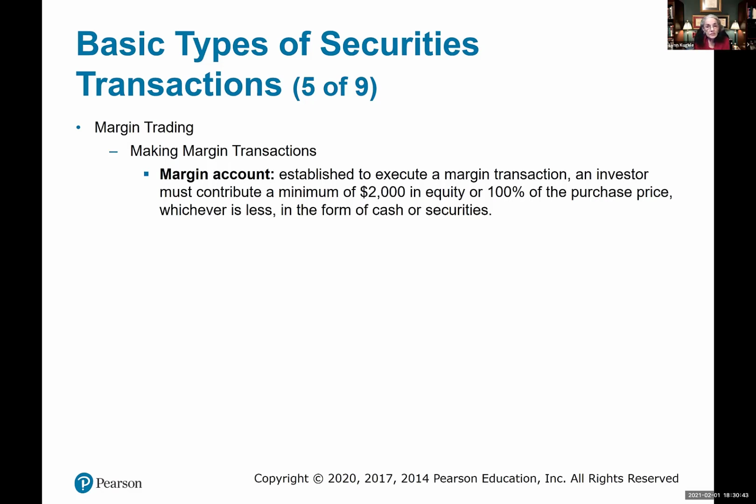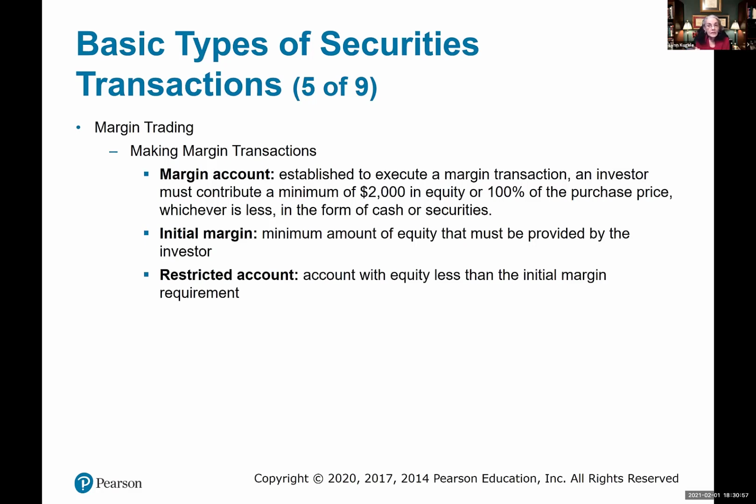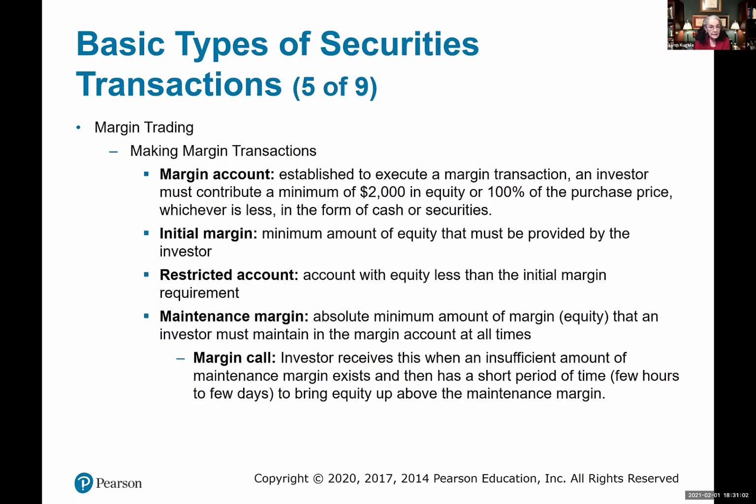You've got to contribute at least $2,000 or 100% of the purchase price in cash or securities to get started. The initial margin is the minimum amount of equity that you have to provide. A restricted account is when your account equity has gotten below that. Maintenance margin is the absolute minimum that you can have and maintain. If you drop below that, you're going to get a margin call. You're going to have to put money back in the account, or else your broker will sell the stock that you've got.